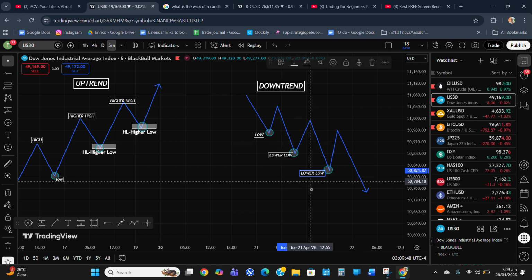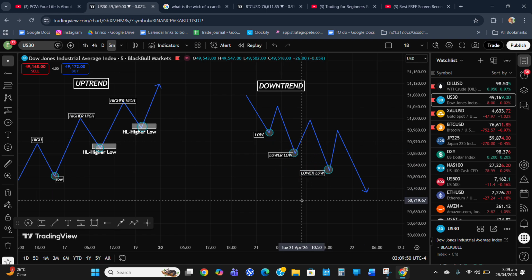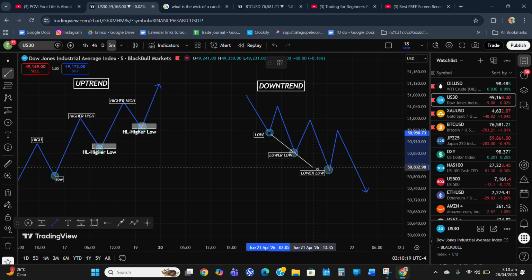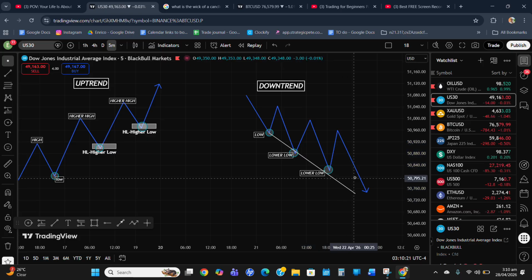Followed by another lower low. Now, why is this called a lower low? This is called a lower low because this low is lower than this low. See, this low is lower than this low, right? That's why we call them lower lows, because each low in the market is getting lower. It's getting lower and we're just falling.